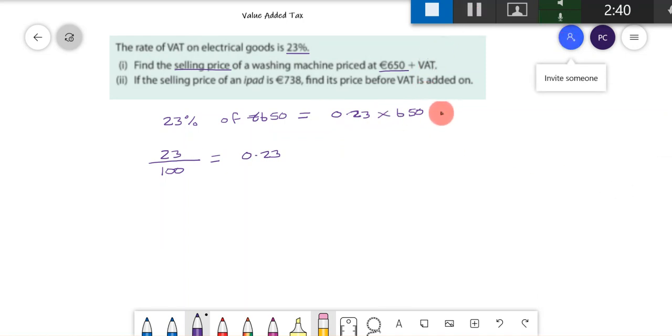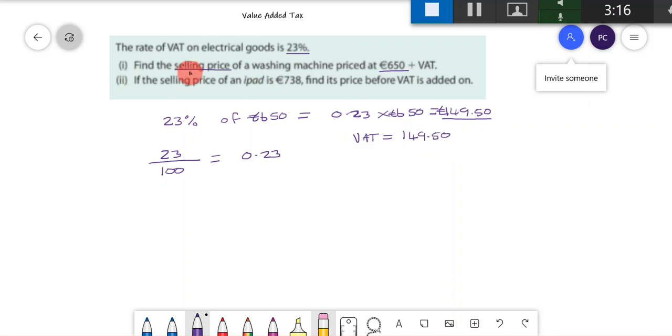Which is equal to 149.50 euro. And that's euro there as well. So it's 149.50. That's the VAT that has to be added on. So VAT, value added tax, at 23%, is equal to 149.50.